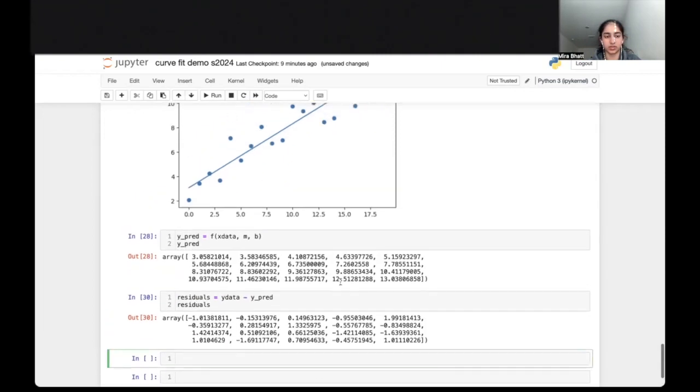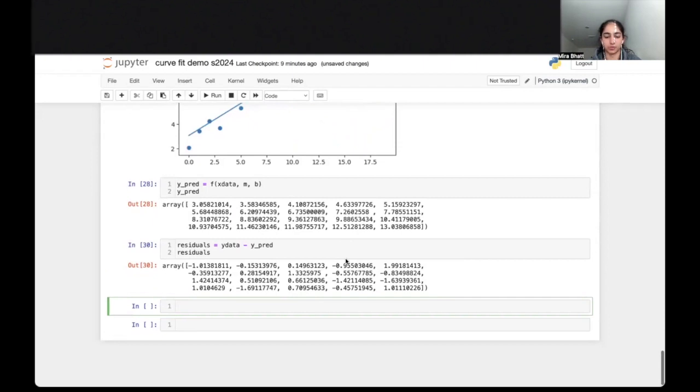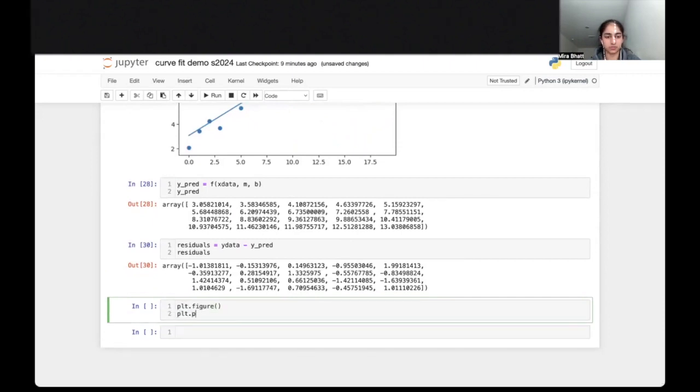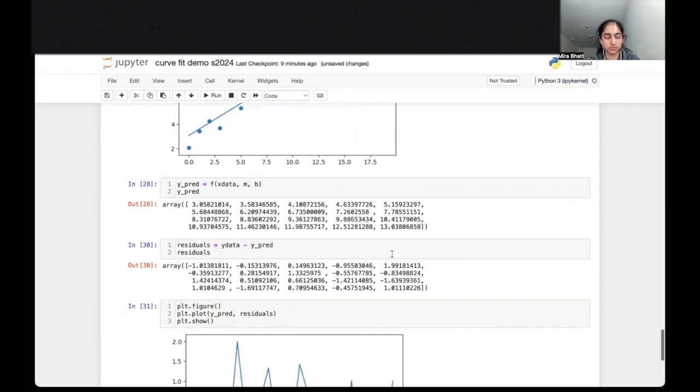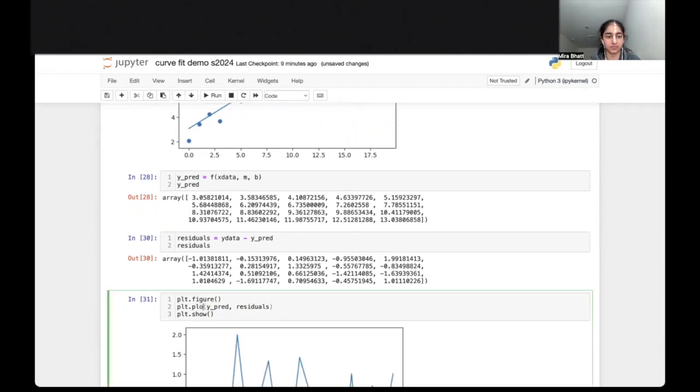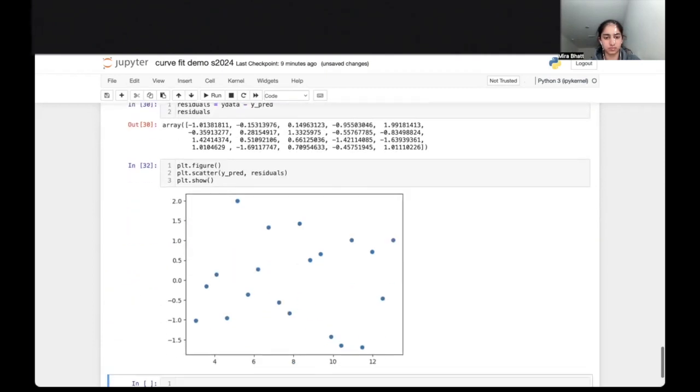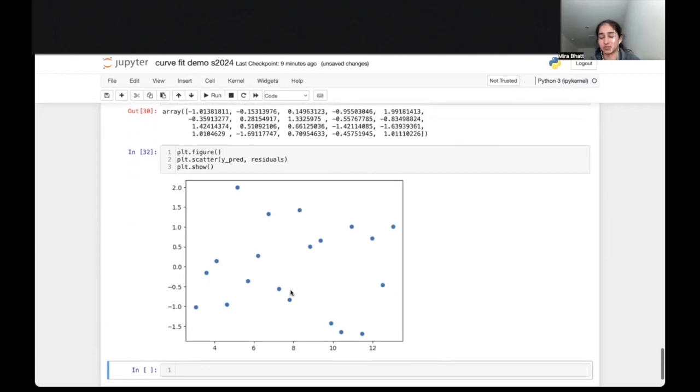And then let's plot our residuals versus our predicted values on one graph. We want our predicted y values to be on the x-axis and residuals to be on the y-axis. That should be scattered. Okay, so that looks good. There's no pattern. It looks like a cloud. You don't have that many data points, but it looks like a cloud. So we did a pretty good job.